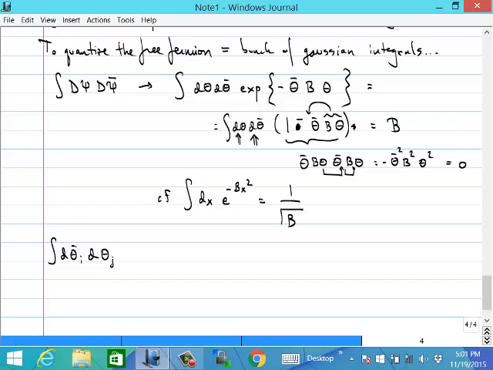So if you wanted to do an integral over n Gaussian variables, let's say I have n Gaussian variables theta 1 up to theta n, so I'll call them theta i, and another n Gaussian variables theta 1 bar up to theta n bar, then you can imagine doing a more general Gaussian integral where you have an e to the minus theta i bar B_ij theta j, where B is some matrix. Can anyone guess what that is? Yes, it's the determinant of B.